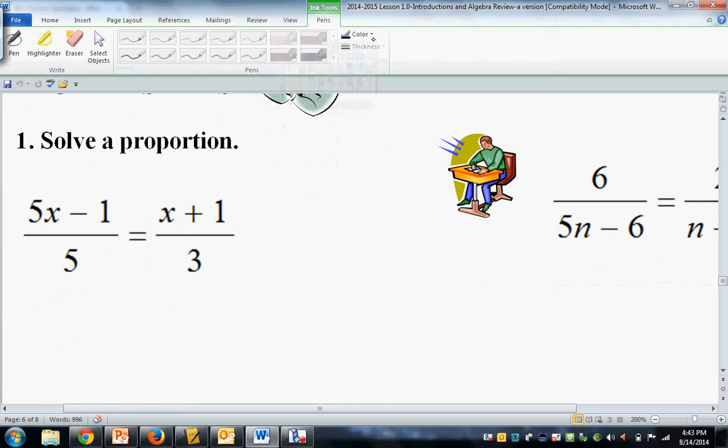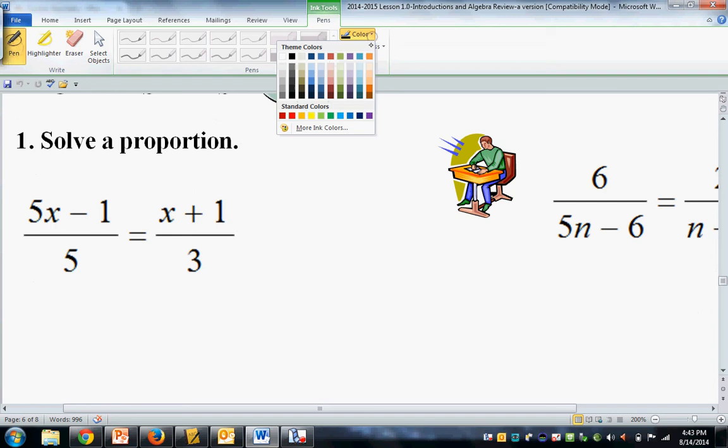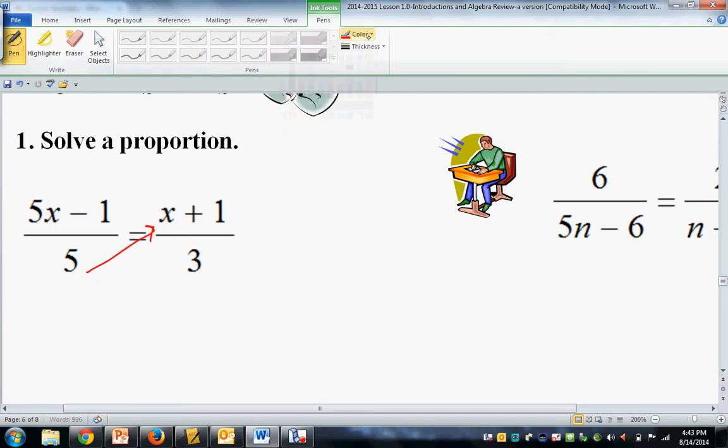When we're working here with a proportion, the first thing I always want you to do is draw your cross multiplication arrows. So you're going to draw it this way, and then draw it that way.